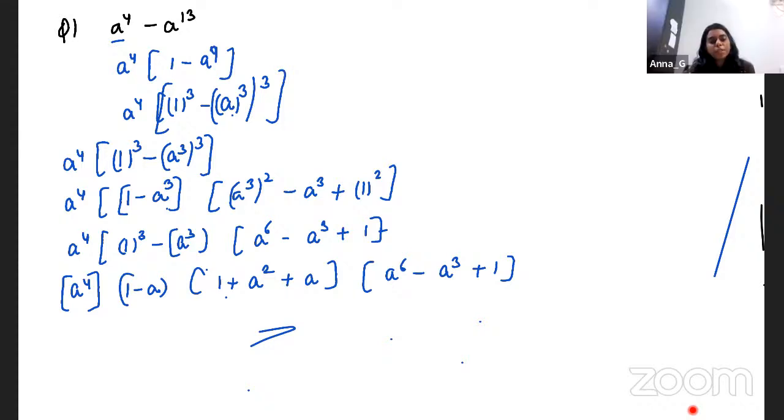So I didn't get the last part, sir. The last part, if you will see this part, 1 minus A cube. Now 1 minus A cube is also in the form of A cube minus B cube, like this. So A minus B, A square plus B square plus AB. Like this, 2 times I'm using this identity. Got it?